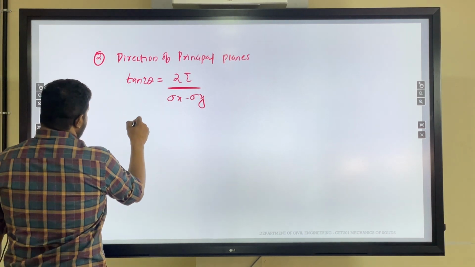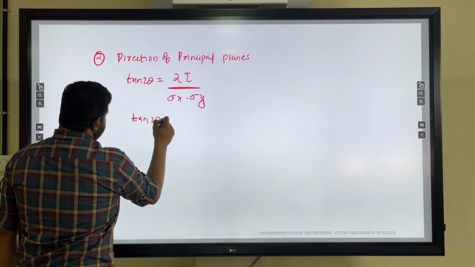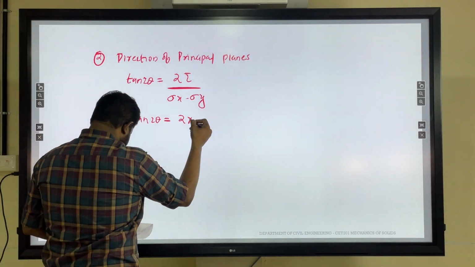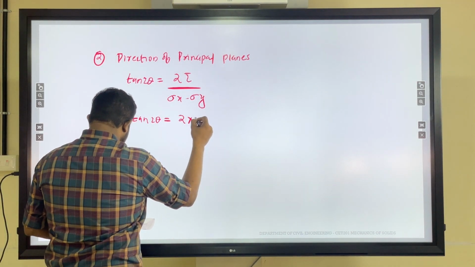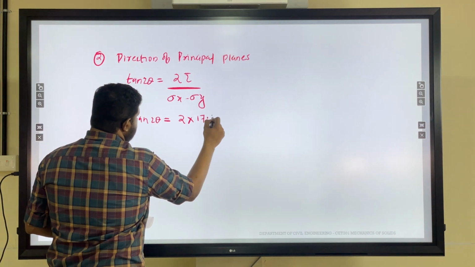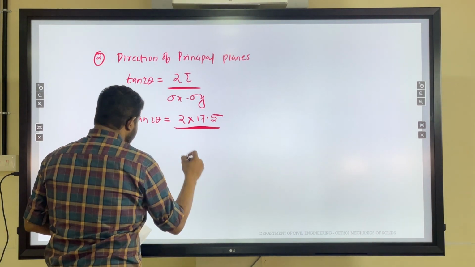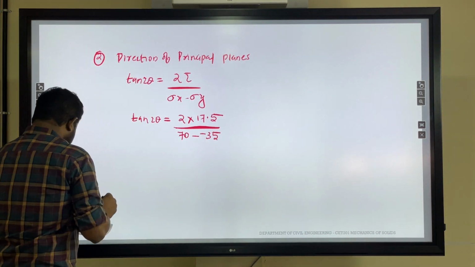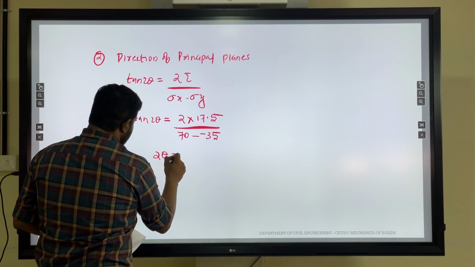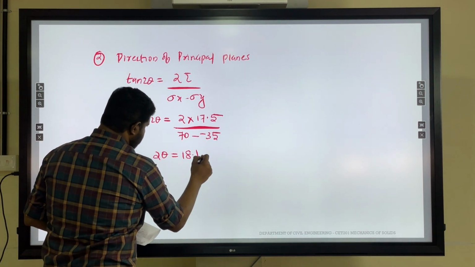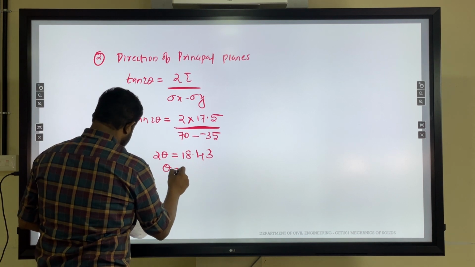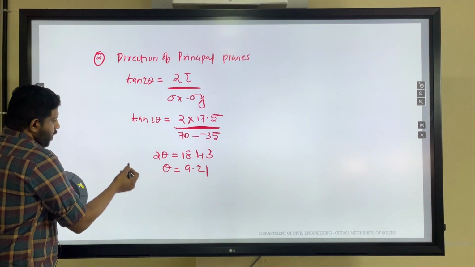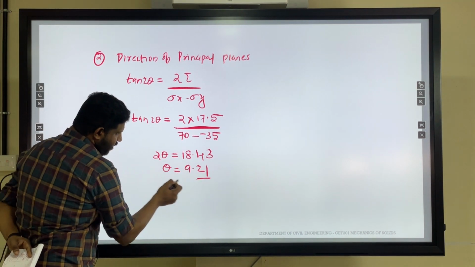Okay. For that, tan 2 theta is equal to 2 into tau. Tau value is 17.5. Sigma x value is 70 minus 30. On solving, we will be getting 2 theta is equal to 18.43. Theta will be half of that, 9.2. So here the orientation of the direction of the first principal plane is given by the value 9.2.